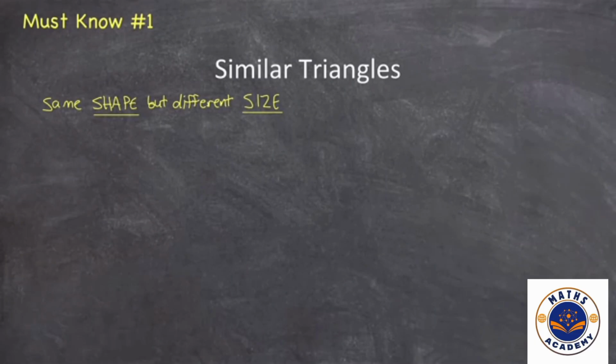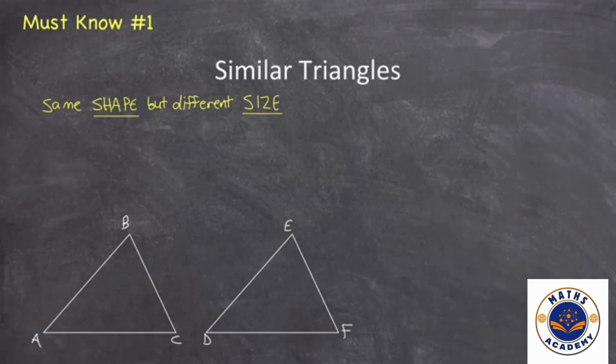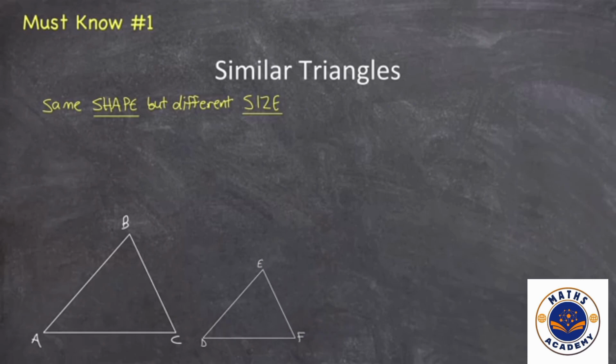Let me draw two triangles so you can see what I mean. Now I've started by drawing these two triangles the exact same size and shape, so they're congruent. If I were to take triangle DEF and make it smaller without changing any of its angles, so keep the shape the exact same, it is still similar to triangle ABC.